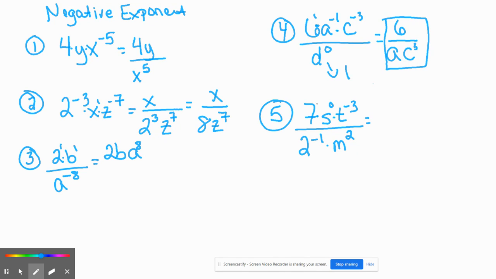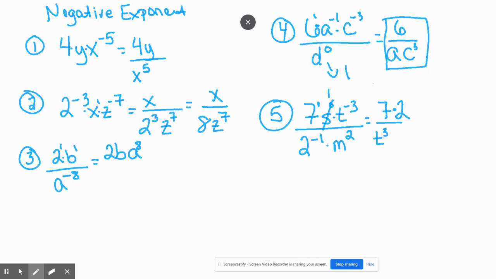So I have a 7 here, really that has an exponent of 1, so that's going to stay where it's at on the top. The s, exponent of 0, so that really just becomes a 1. I don't need it anymore. Okay, the t to the negative third power, since that has a negative exponent there, that needs to flip to the bottom. So let's go to the bottom here. The 2 has an exponent of negative 1, so that needs to flip spots, so that needs to come to the top. And this really isn't a 72. I need a multiplication symbol in between there.